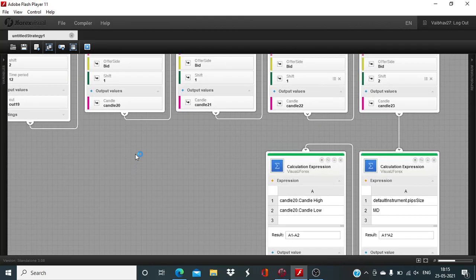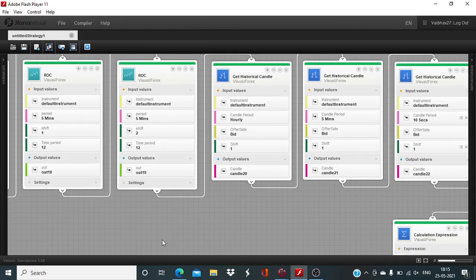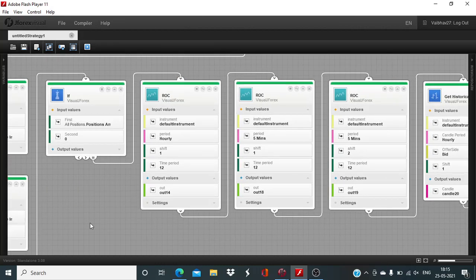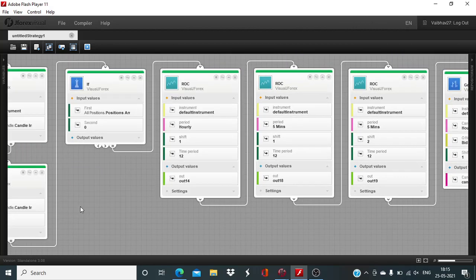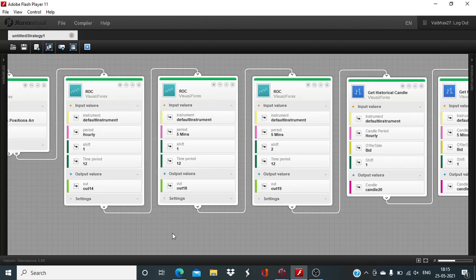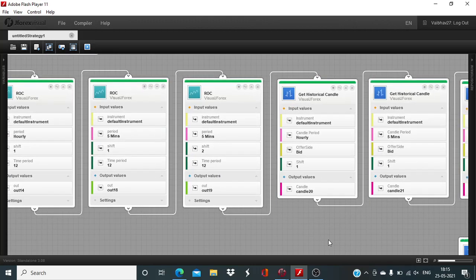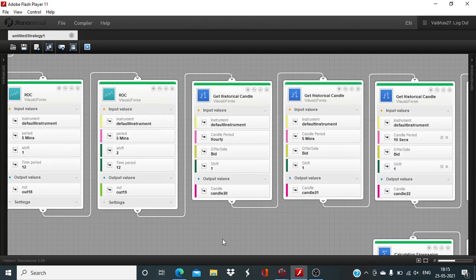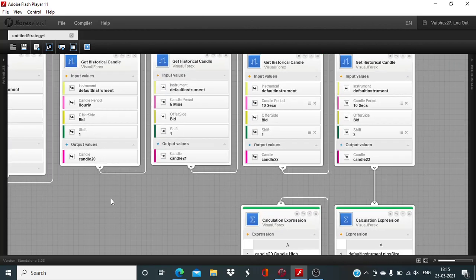So we have defined these blocks, which are going to be the basic building blocks for our algorithm. Starting with the instrument subscription, these conditions are going to be helpful, and these blocks of ROC will be used to retrieve the rate of change for the underlying instrument, and then we will compare whether the momentum is bullish or bearish, and accordingly we will look to initiate the trade.